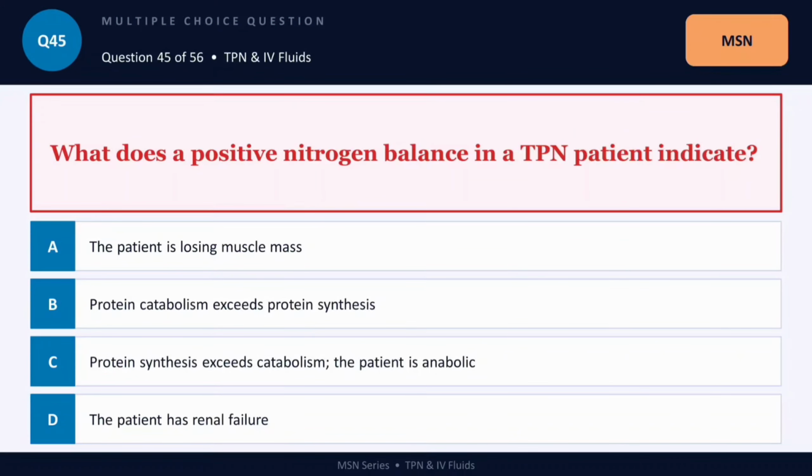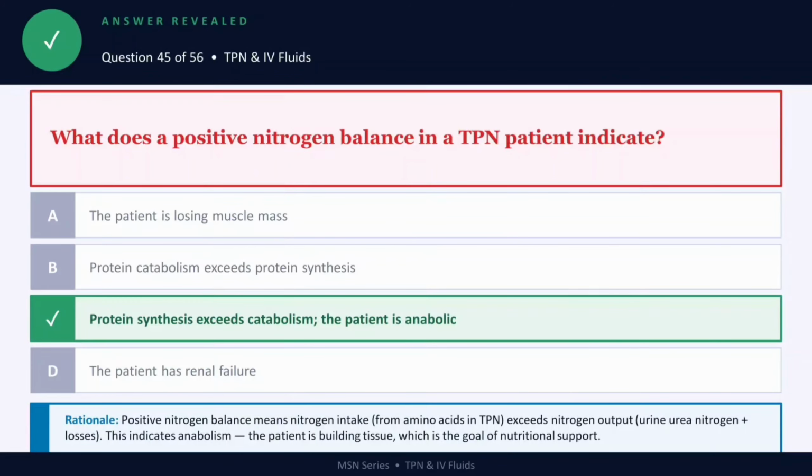Question number 45. What does a positive nitrogen balance in a TPN patient indicate? Option A. The patient is losing muscle mass. Option B. Protein catabolism exceeds protein synthesis. Option C. Protein synthesis exceeds catabolism. The patient is anabolic. Option D. The patient has renal failure. The correct answer is option C.